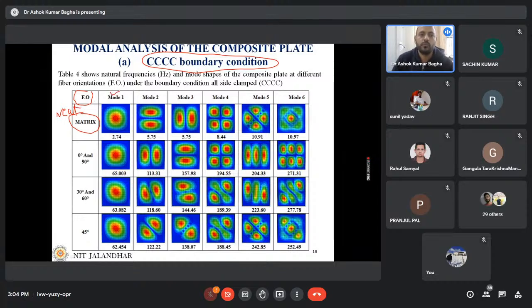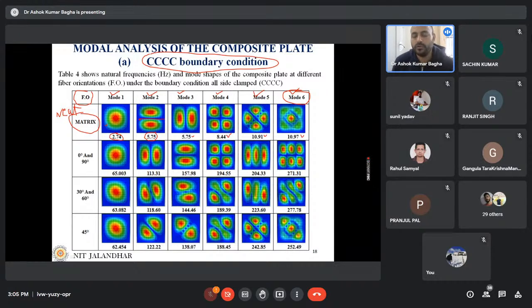These are the different modes: mode number 1, 2, 3, 4, 5, and 6. When there is no fiber reinforced inside the matrix, it is polyester. This is the first fundamental frequency and this is the corresponding mode shape. This is the second fundamental frequency and the corresponding mode shape with one nodal line. This is the third mode shape, the fourth, the fifth, and this is the sixth mode shape. So there are a total of 6 modes you will observe here.